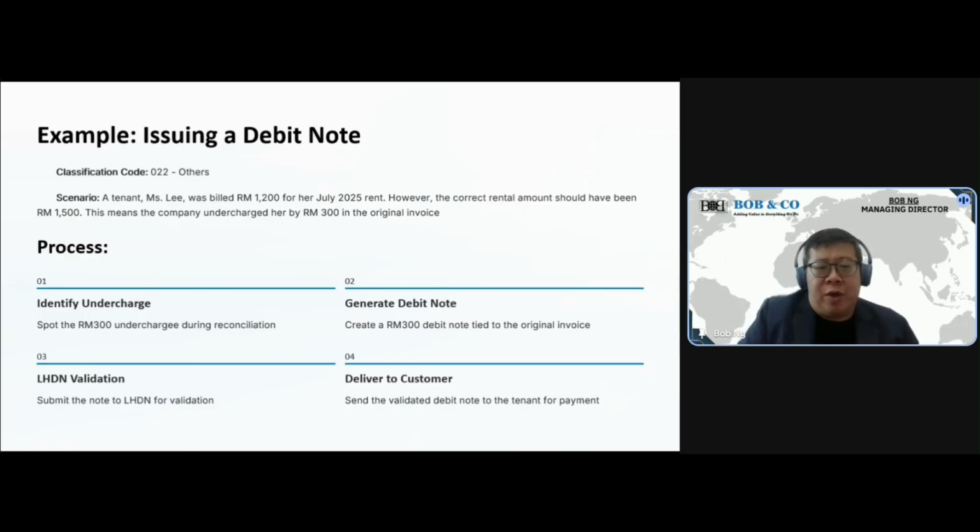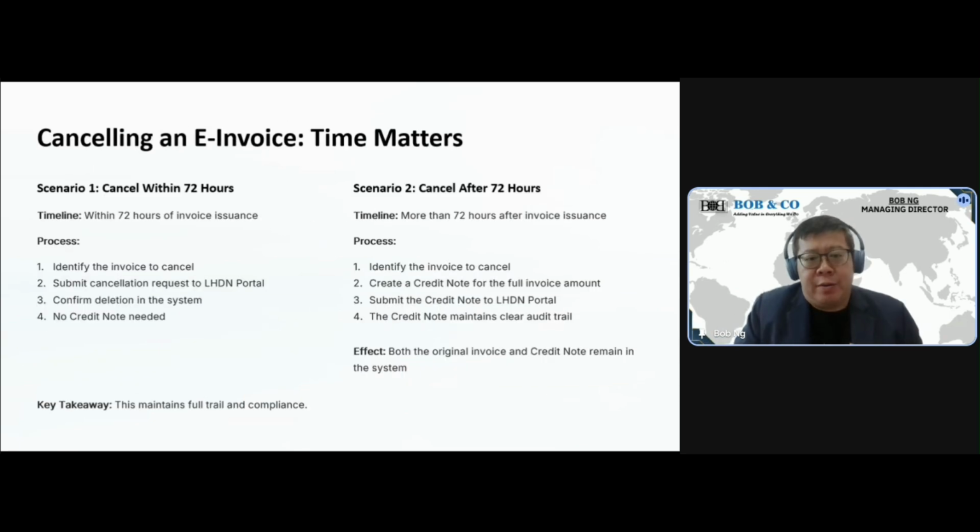So instead of revising the invoice and sending it over, the company basically issues a debit note to increase the amount by 300 ringgit, right? The process, again, is not very different from a credit note, but it's just the opposite way. Identify the amount first, generate a debit note, validate in LHDN, and then deliver the debit note to the customer. So now we are at a stage where sometimes things can go wrong.